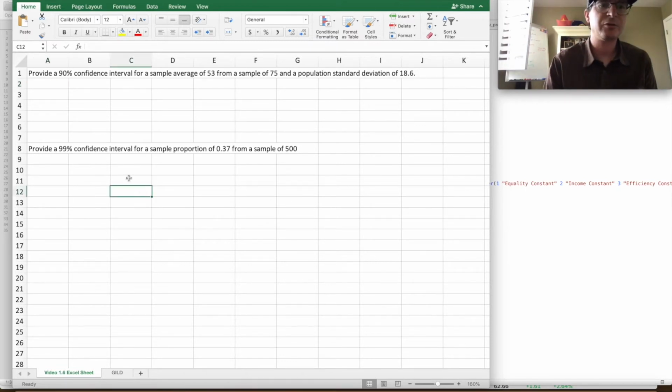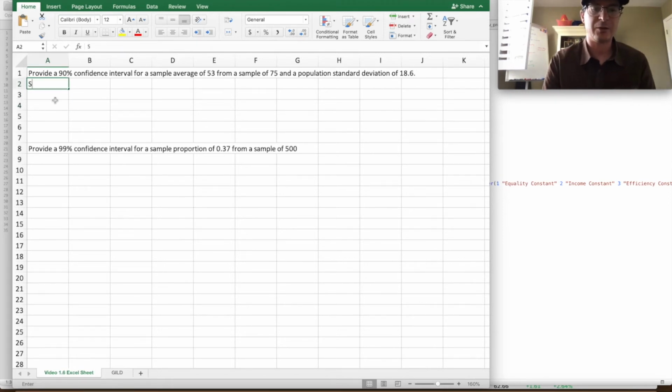So first I'm going to do a couple where we just know the information we need to generate the confidence interval. So this first one says, provide a 90% confidence interval for a sample average of 53, so that's x bar is 53, from a sample of 75, so n, the sample size, is 75, and a population standard deviation of 18.6. So what did we need from that last video to make the margin of error?